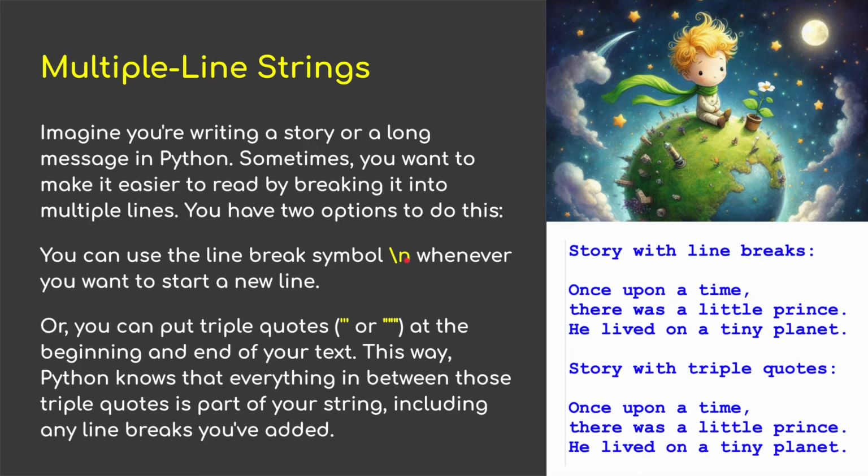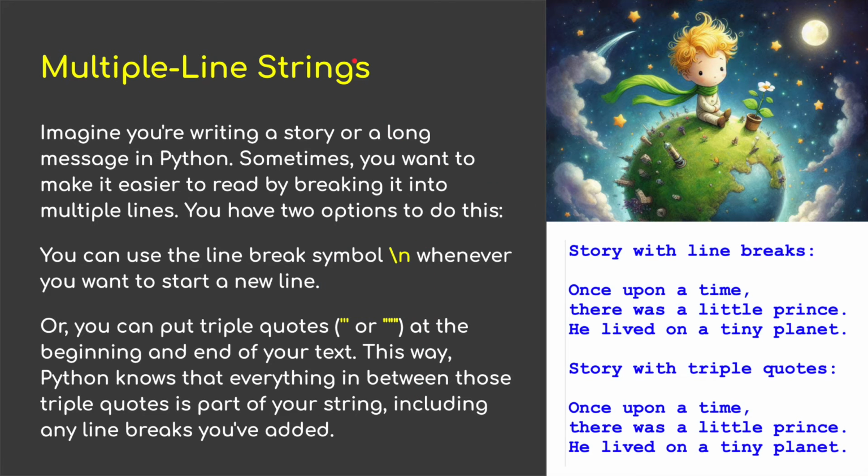The backslash n will start a new line, or you can put triple quotes. We have been doing this to ghost out the text, but we can use this in a different way at the beginning and the end of your text. This way Python knows that everything in between those triple quotes is part of your string, including any line breaks you've added. So let's have a little look at this.